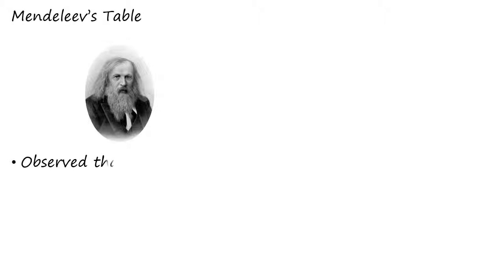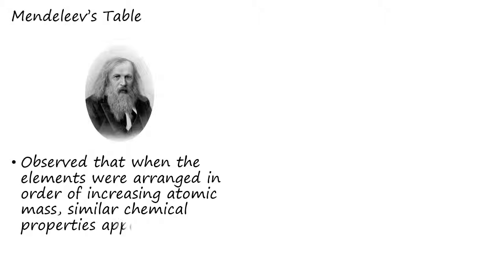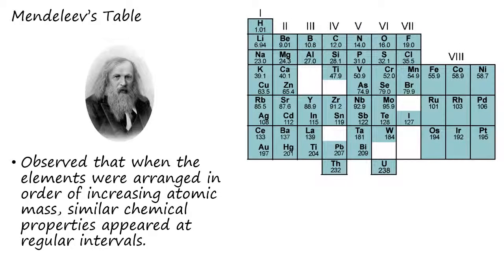So the first periodic table was developed by Dmitri Mendeleev, who was a Russian chemist, and he observed that when elements were arranged in order of increasing atomic mass, similar chemical properties appeared at regular intervals. And so he placed the elements according to increasing atomic mass, and every time there were analogous physical properties, those elements were then placed in the same vertical column.